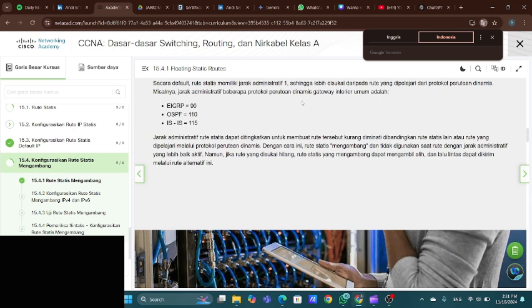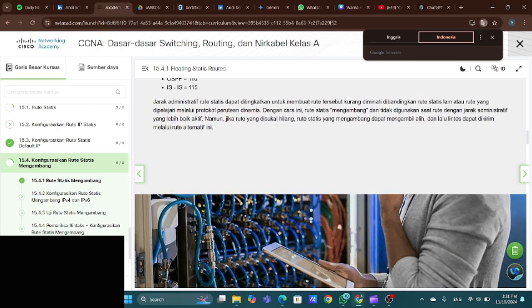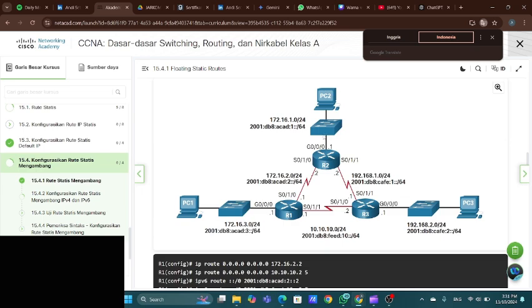administratif beberapa protokol dinamis, gateway interior umum. Yang utamanya ada EIGRP 90, OSPF 110, dan IS-IS 115. Jarak rute statis dapat ditingkatkan agar rute lain yang dipelajari oleh peruteran dinamis lebih diminati.